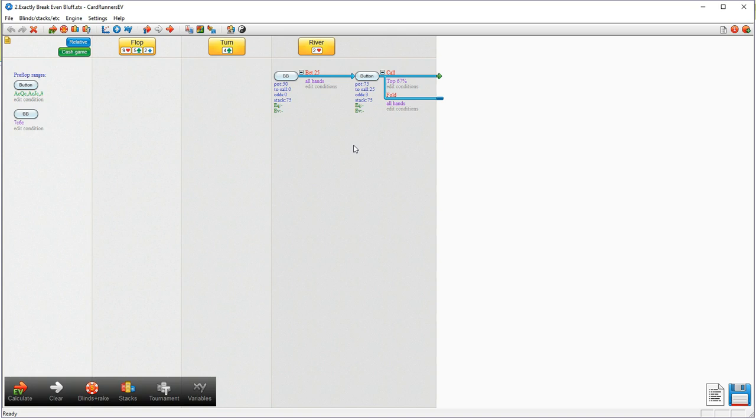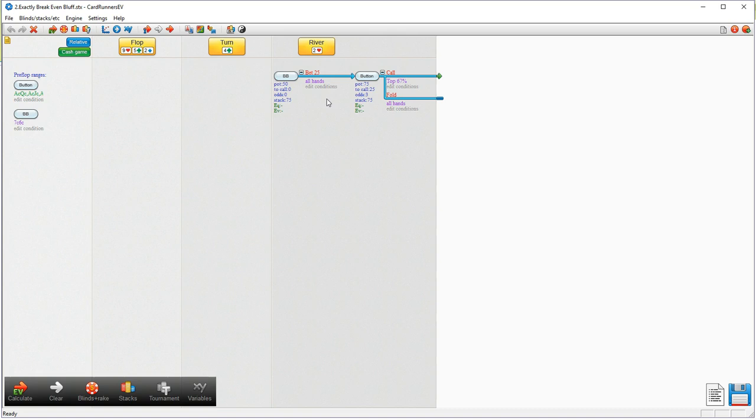Now the pot size is going to be 50 big blinds on the river, and we're going to be betting half pot. Now we've already looked at a half pot bet. We know it needs to work about 33% of the time. So what we've done here is we've designed a scenario where we bet half pot and our opponent decides to call exactly 67% of the time.